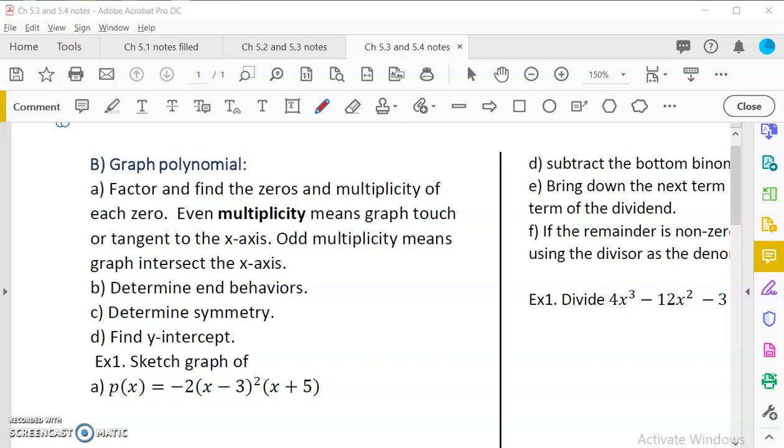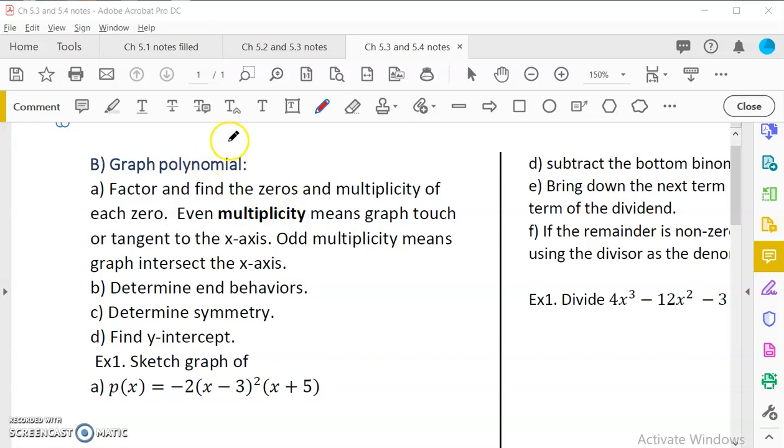Hello College Algebra student, this video is for chapter 5.3 part 2. We are wanting to sketch polynomial functions. The major things that we need to know are to factor the polynomial into factors and then find the zeros.